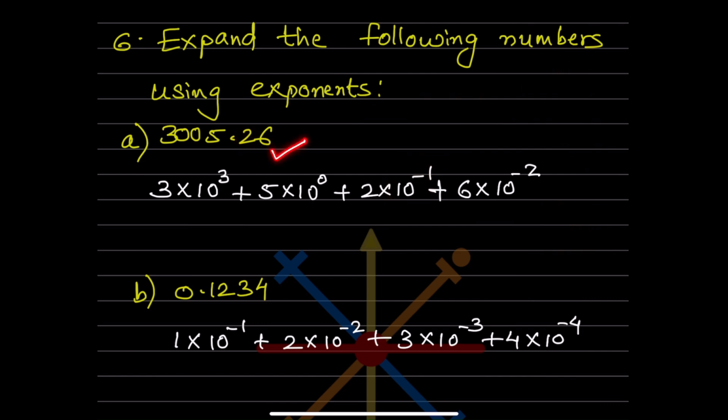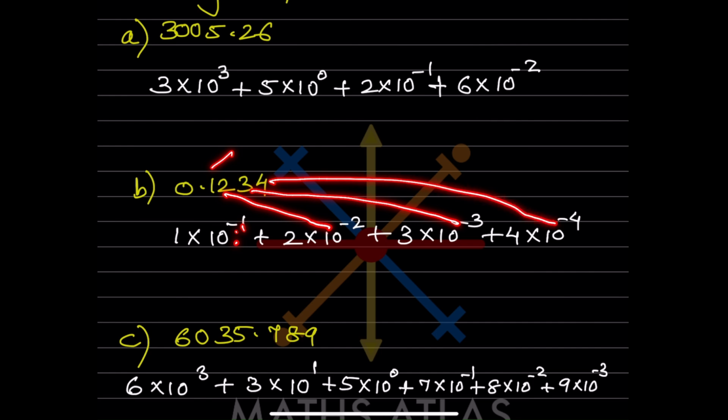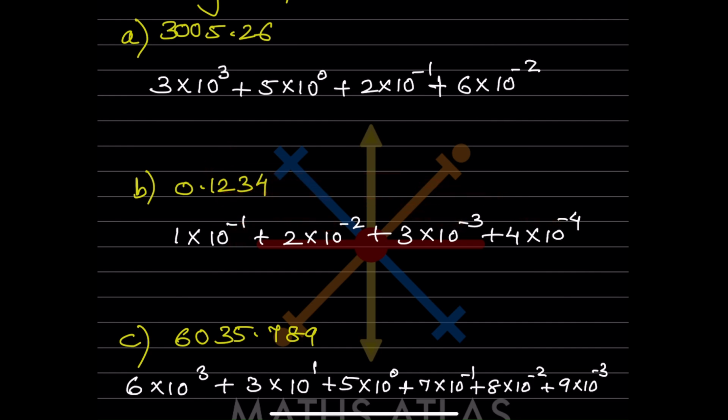Same here. Now this is in the hundredths place. So 6 into 6 divided by 100. So now this 100 means 10 raised to 2. So 6 into 10 raised to minus 2. Hope this is clear. Now here 0 point. So now let us not think about this 0. This is in the tenths place, hundredths, thousandths, and this is ten-thousandths. So now you know this will be 1 into 10 raised to minus 1 plus 2 into 10 raised to minus 2, 3 into 10 raised to minus 3, 4 into 10 raised to minus 4. Hope that is clear now.